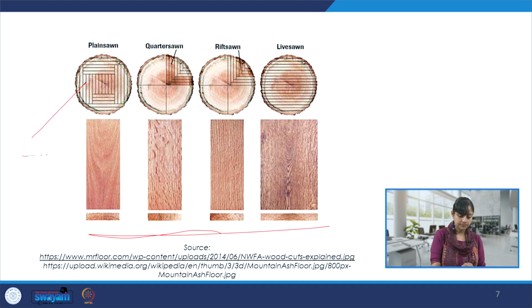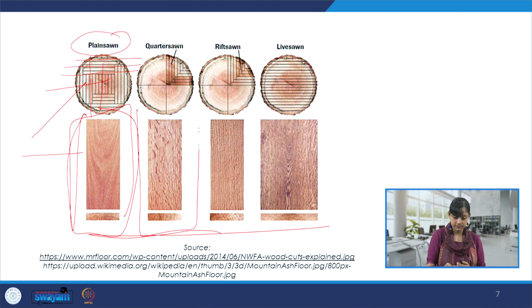And these sectional drawings actually help us understand when we cut it in a plane sawn manner, what is the direction of the cut and how does it appear. So you can see the appearance over here versus here. This is a quarter sawn. Of course, this is the quarter on which the cut is happening, and the direction of the cut, the portion of the cut, and then how it will appear. So you can see the grains and the appearances.